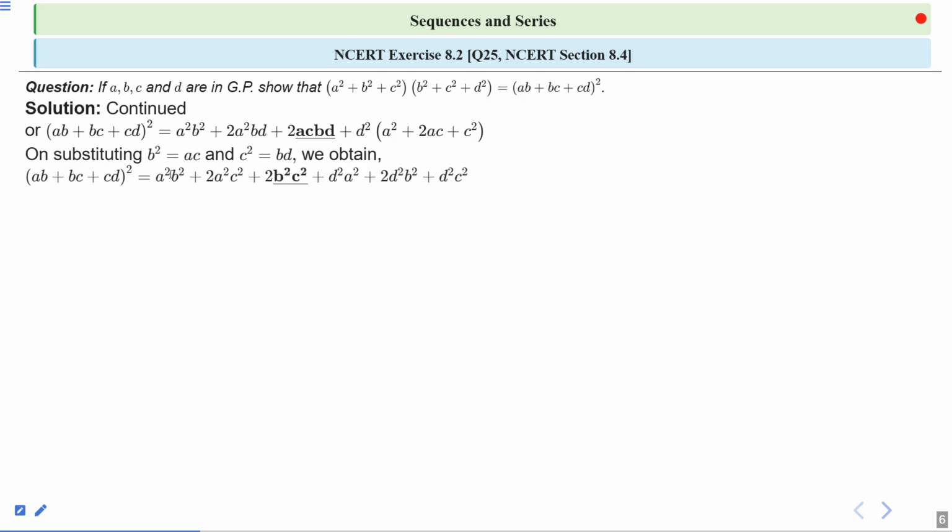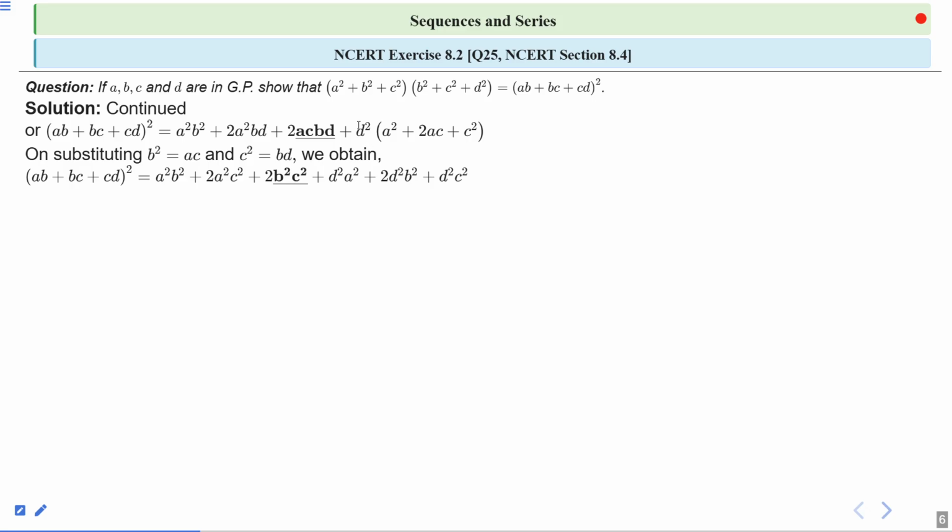So once substituting, B² is AC and C² is equal to BD, then what will we get? On the right hand side, we will get A²B² + 2A²C² + 2B²C². Here we substitute AC is B² and BD is C². Then we obtain 2B²C². This term plus D²A².